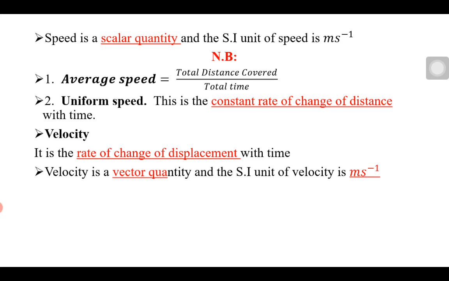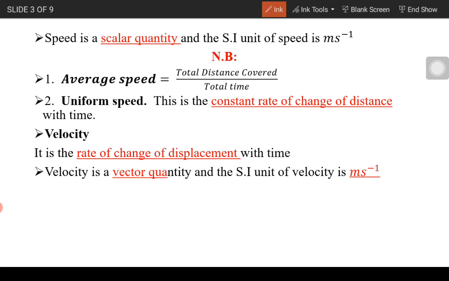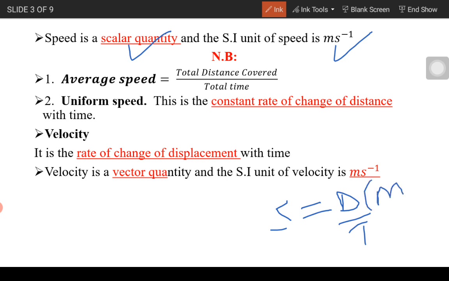What is important to note as well is that speed is a scalar quantity, and its unit is meters per second. Where is the meters per second coming from? Speed is distance divided by time. The unit of distance is meters, the unit of time is seconds. So you get meter per second, and that's how it is coming about.